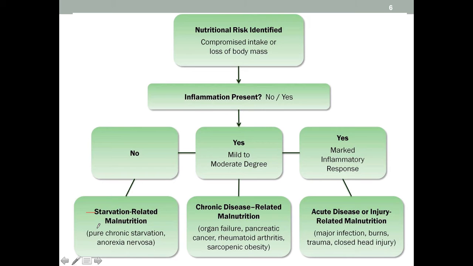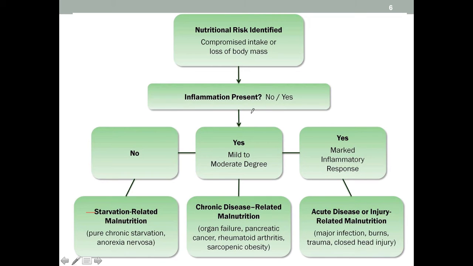So the cause is pure chronic starvation, such as famine, or the result of conditions such as eating disorders like anorexia nervosa. There are no other factors related to malnutrition in this case. It is just due to the absolute inadequate intake, in contrast to a disease condition that might be increasing their requirement needs. So that's not the case here. It's just pure inadequate intake.